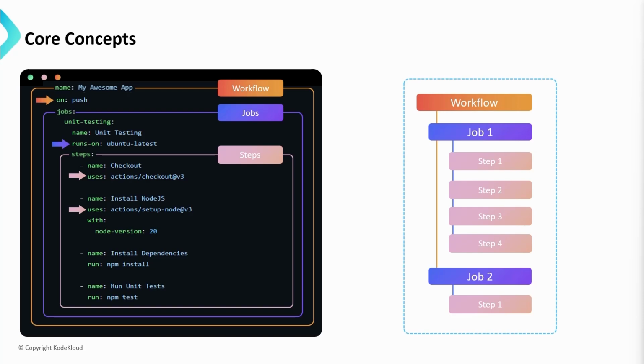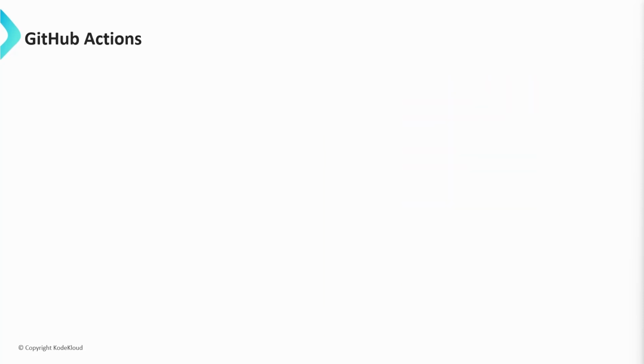And the third step uses a run keyword to execute shell commands on the runner. In this case, it is using npm to install dependencies. And the last step again uses a run keyword to execute the npm test command. And all the steps are executed sequentially.